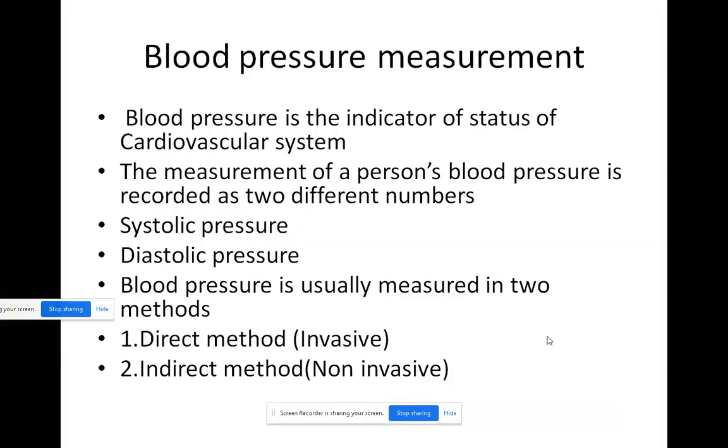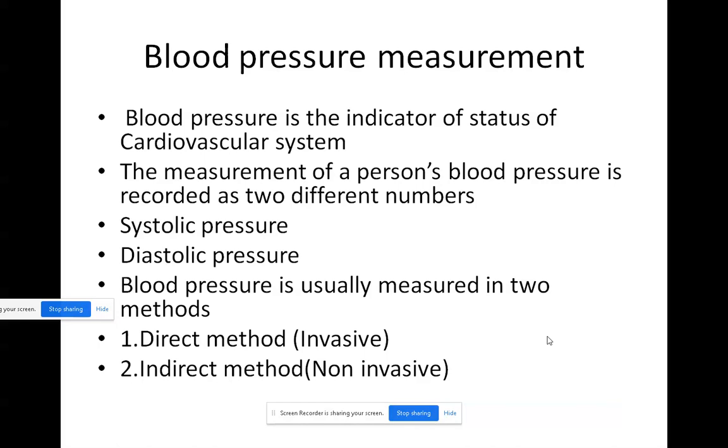So today's topic is blood pressure measurement. Blood pressure is the indicator of the status of the cardiovascular system. Based on the BP, blood pressure only, you will be indicating the current status of the functionality of your cardiovascular system, that is the heart.